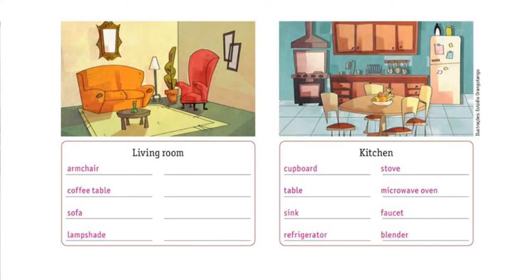And the last room of our house, which is the kitchen, you're going to find here the cupboard, the table, the sink, the refrigerator, the stove, the microwave oven, the faucet, and the blender.